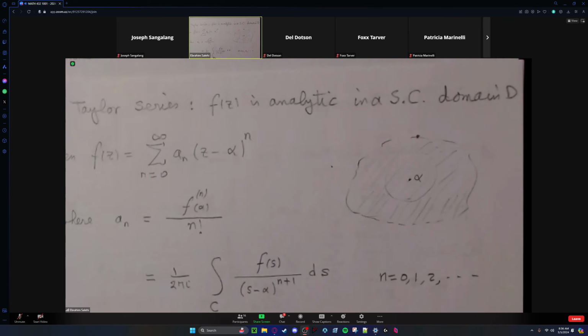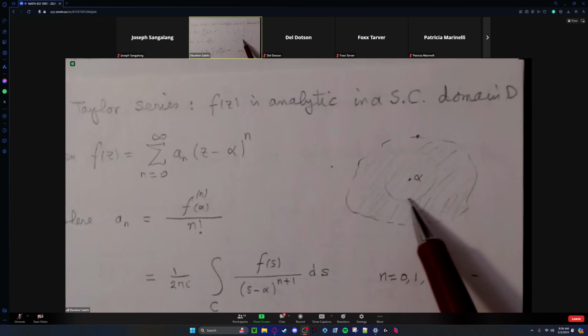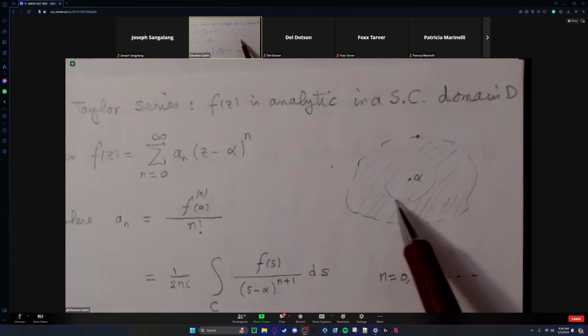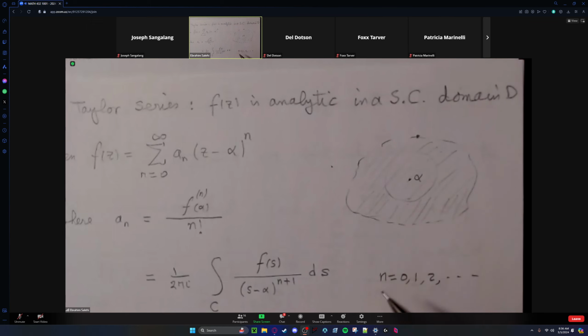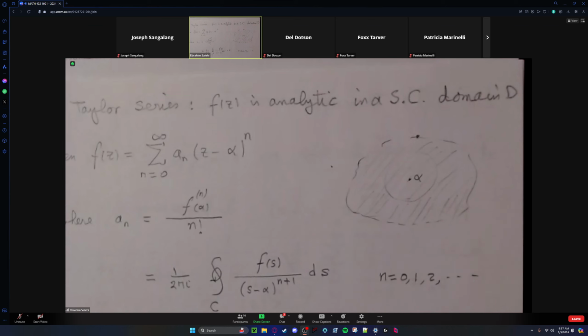And what about this C? C is any closed curve. Usually we choose the simplest one, which is a circle, all right? So it is any closed curve that contains alpha inside. So that is the coefficient.